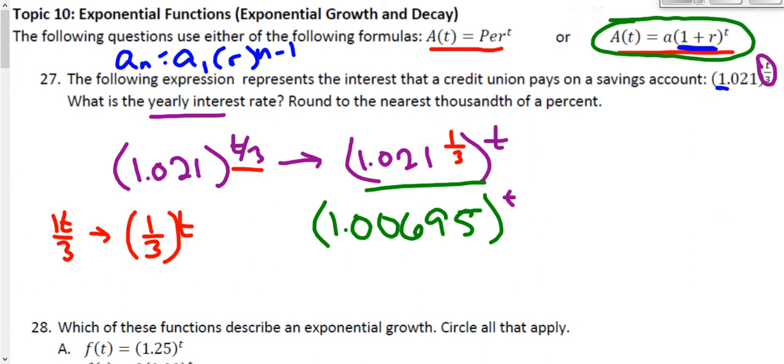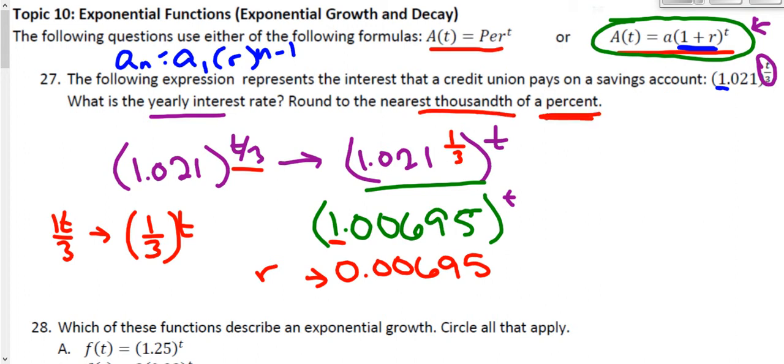Now that we've gotten the t power alone, it looks a lot more like the parentheses in the original formula, and I'm going to be able to figure out what my rate is. My rate is whatever's being added to the number 1. So that number 1 is here, and the number being added to it is 0.00695. So this is my actual rate. This is R. What it wants is for this to be given as a percent, rounded to the nearest thousandth.